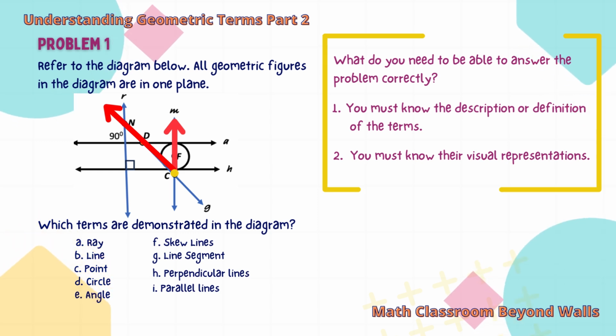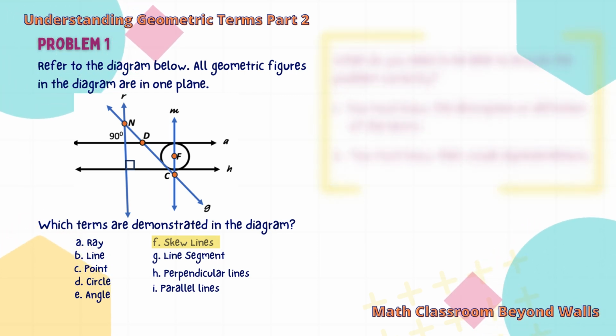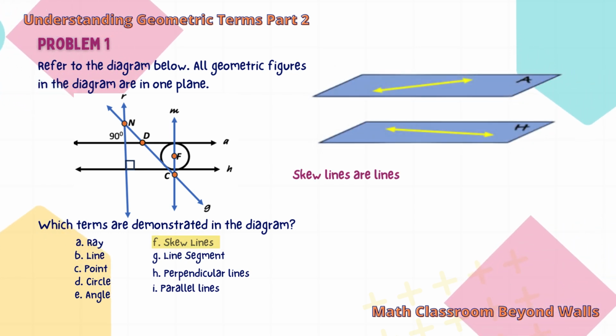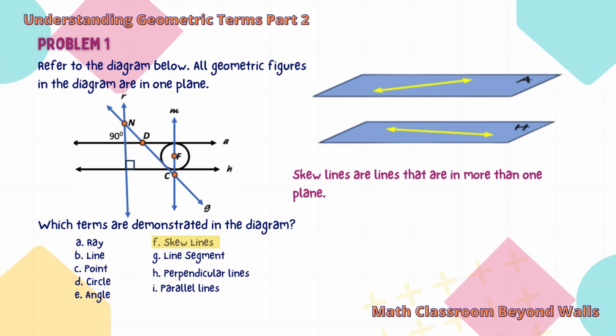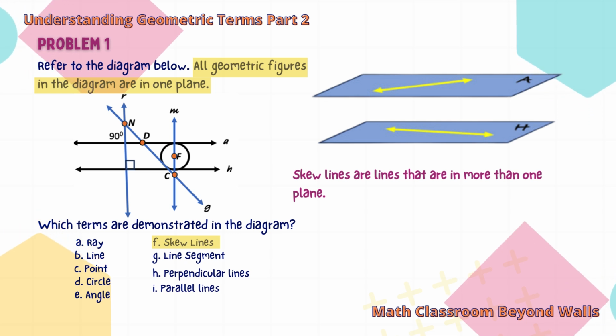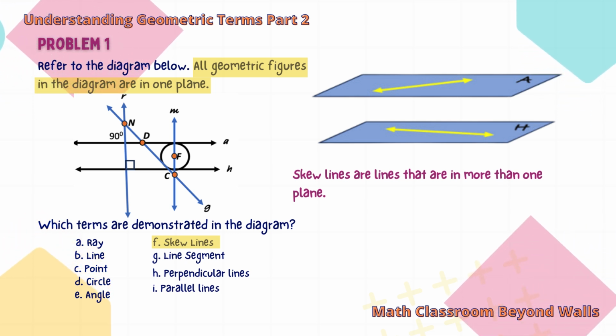Next option, F, skew lines. Do you remember our definition of skew lines? Skew lines are lines that are in more than one plane. It says here in the problem that all the figures in the diagram are in one plane. So there's no skew lines here, right?